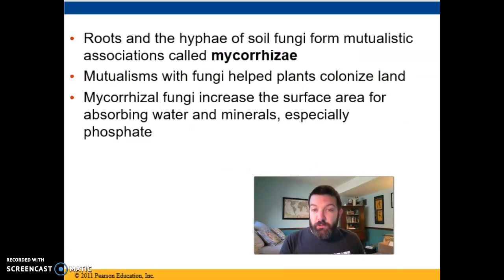And as we talked about in Chapter 31, plants tend to have mutualistic associations with fungi, and these are called mycorrhizae. Myco meaning fungus, rhizo referring to root systems, and so mycorrhizae are essentially root fungus. And these fungi increase the surface area available for absorption of water and minerals, particularly phosphate, that the plant can take up. And in return for helping to bring this stuff in for the plant, the plant will usually respond by giving them carbohydrates as calorie sources.